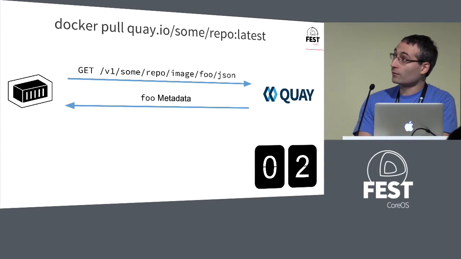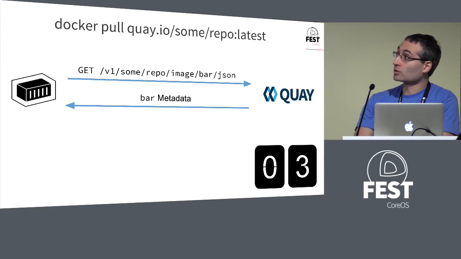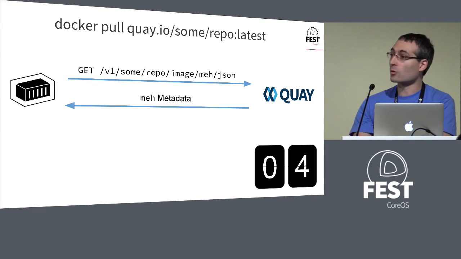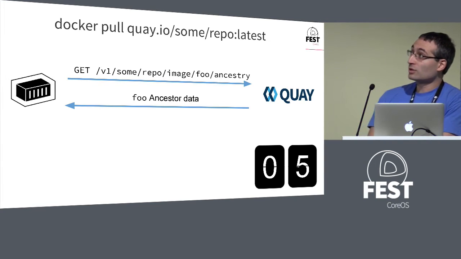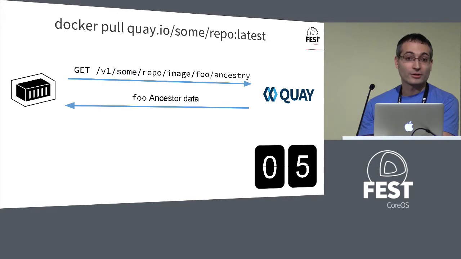Moving on, I first retrieve the metadata for the foo layer. In the previous example, we saw that we had 3 layers. And of course, I also need to retrieve the metadata for the bar layer as well as the med layer. So now we're up to 4 requests, and this is just metadata retrieval. Then we need to retrieve the ancestry for each of the layers. This tells the engine how the layers are related to one another in the ordering.